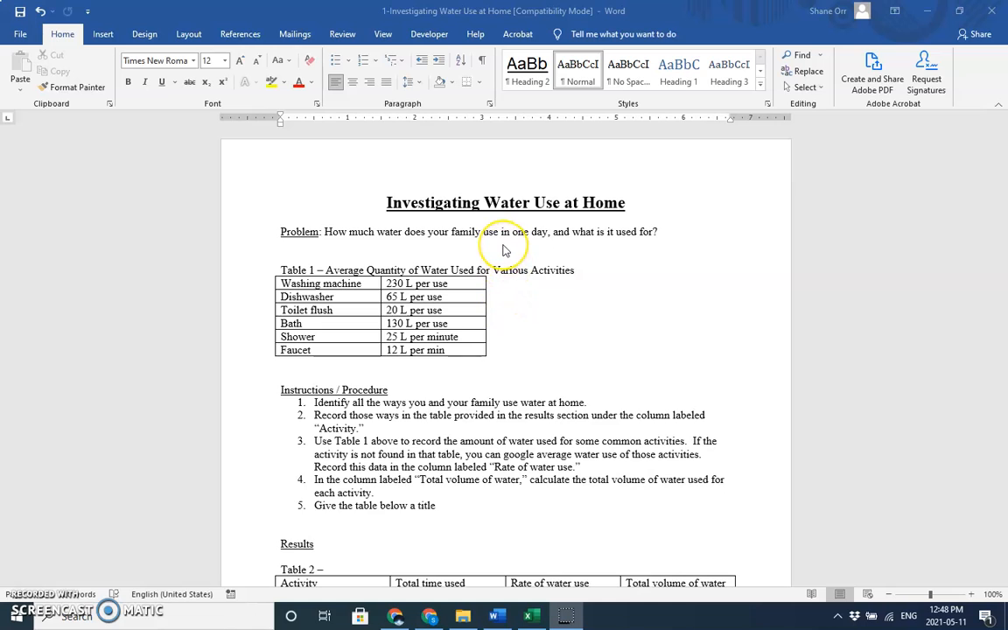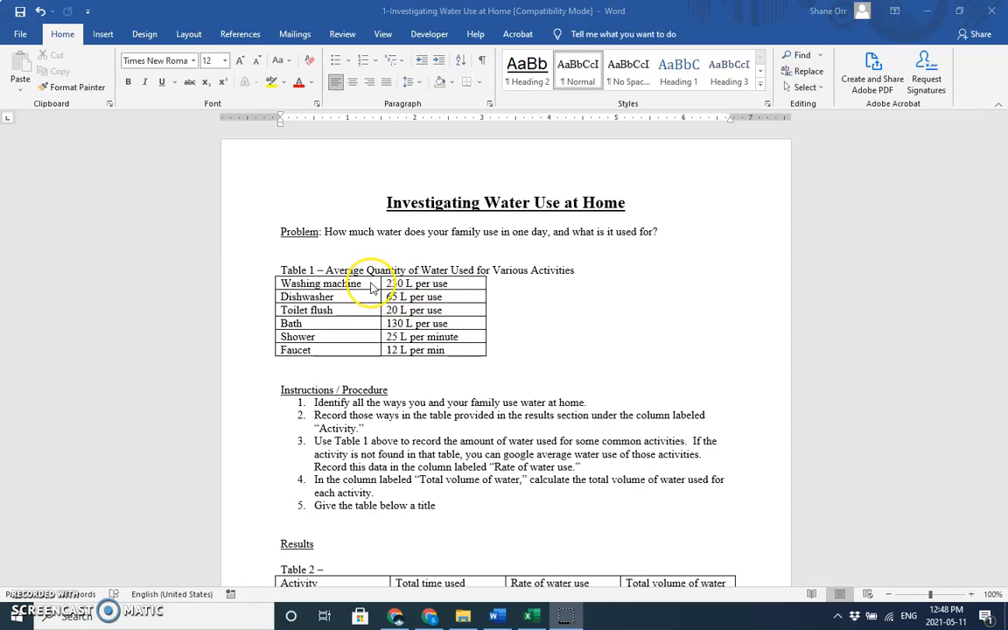Essentially what this assignment is having you do is investigate how much water you really use as a family in your house in one day. And so that's kind of the problem that we're investigating here. And this table right here is to give you a little bit of an idea of some activities that happen in the home and their use of water that they go through given the units that are listed here.